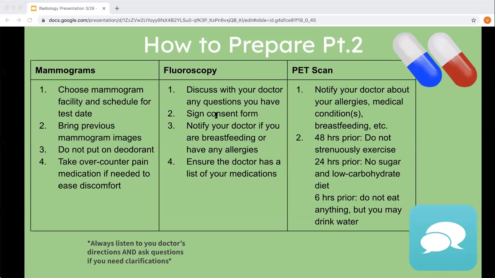You also do not want to put on deodorant before your mammogram scan as it can cause confusion for the machine. Lastly, if you find mammogram scans uncomfortable, you may want to consider medications such as aspirin to ease the discomfort.